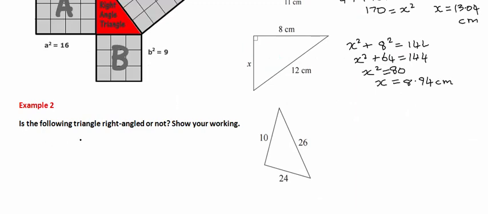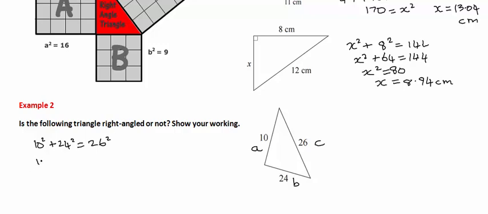In example 2 here, we want to know if this triangle here is a right angle triangle or not. And Pythagoras' theorem only works for right angle triangles, so we need to check this angle here. So when we do this kind of question, the longest side is always considered to be the hypotenuse. So this could be called A, this side could be called B, this side could be called C. And we need to check these values satisfy Pythagoras' theorem. So we would have 10 squared plus 24 squared. We want to know if that equals 26 squared, yes or no.